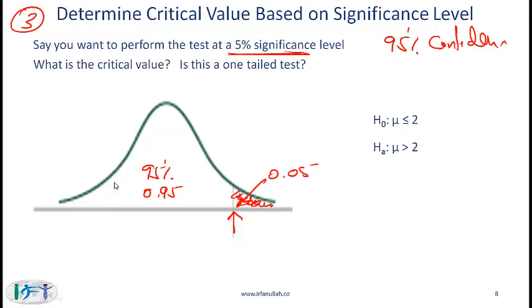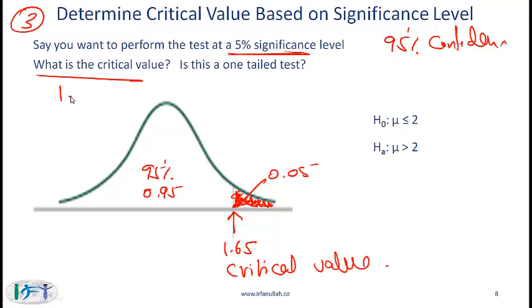If you look at your standard normal distribution, or the z distribution, the number over here, which corresponds to a probability of 0.05 on the right and 0.95 on the left, the number is 1.65. This is the critical value. So we have answered the critical value, which is 1.65. Is this a one-tailed test? The answer is yes, because we are only looking at one tail over here. We will see tests later that involve looking at both tails. Those tests are called two-tailed tests.